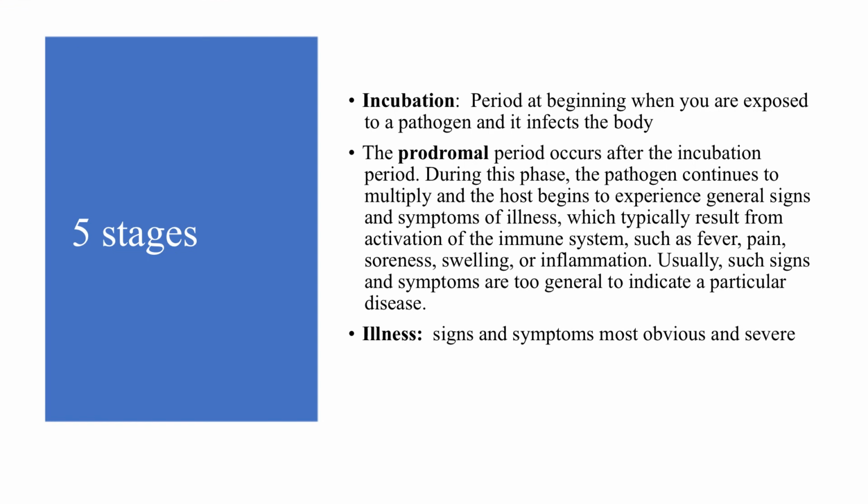Incubation is when you're exposed to a pathogen and it infects the body. With COVID, we often don't know that because we're asymptomatic. And that's one of the issues with COVID-19 and its contagion. The prodromal period occurs after the incubation period, and during this phase, the pathogen continues to multiply and the host begins to experience general signs and symptoms of illness, which typically result from the activation of the immune system. You start to feel tired, you may have a scratchy throat, or your nose starts running, you might get a fever, you might get some soreness or swelling or inflammation.